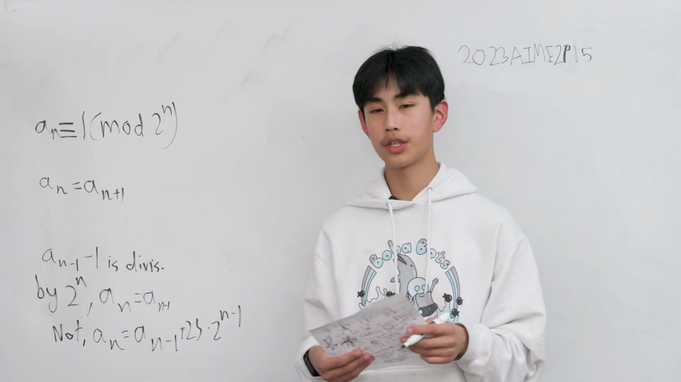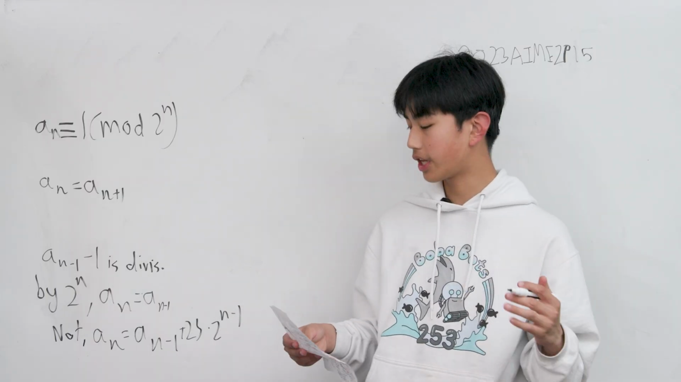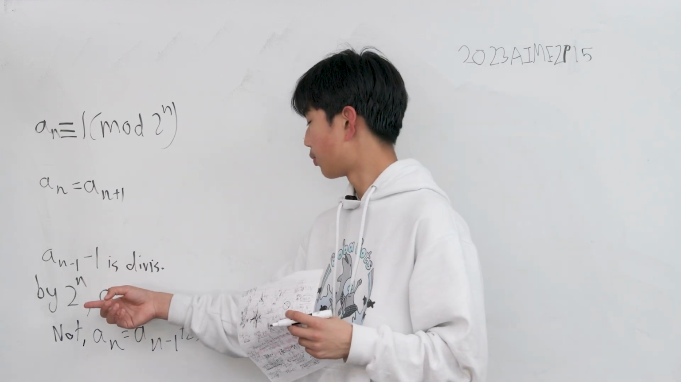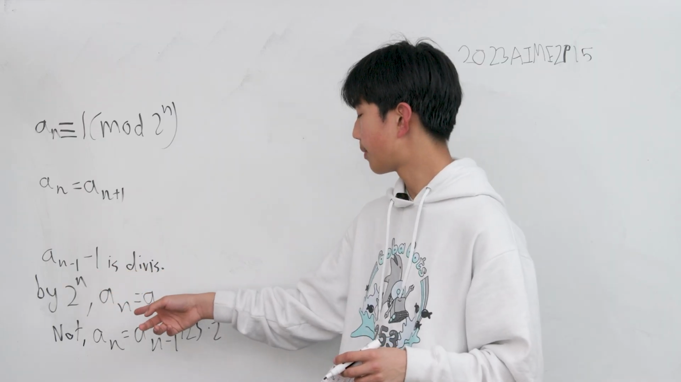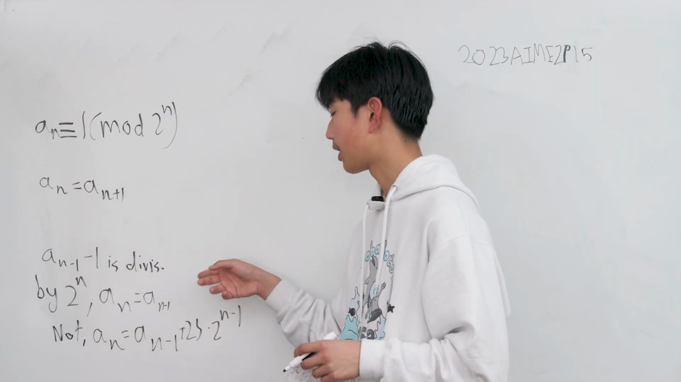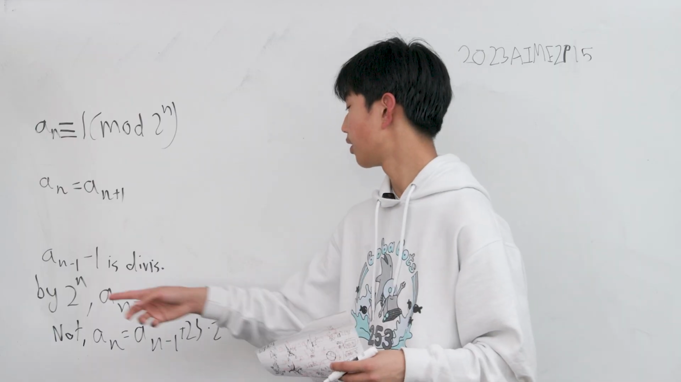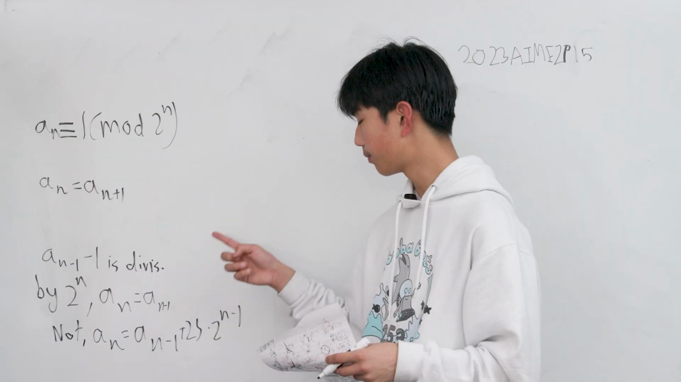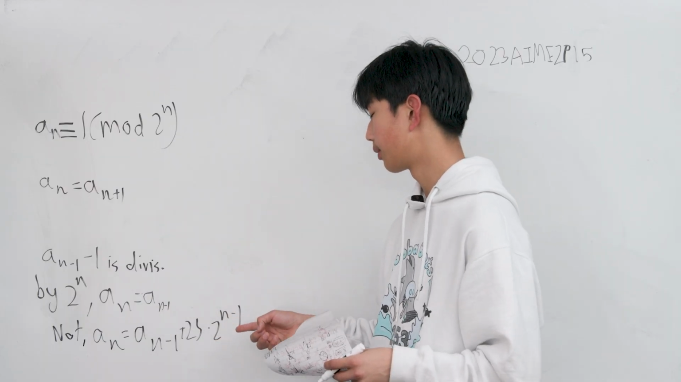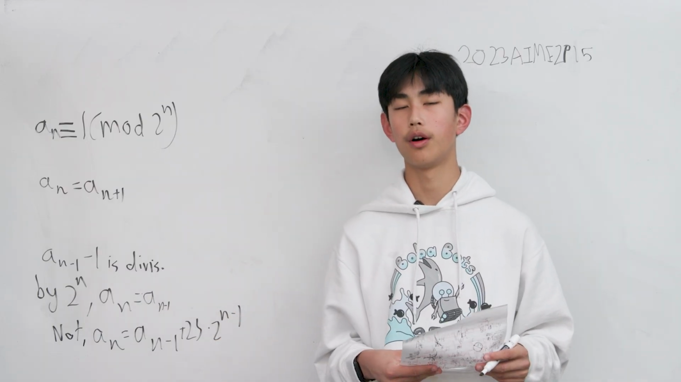So we realize that from the information given, if a sub n minus 1 is divisible by 2 to the power of n, then a sub n is equal to a sub n minus 1. However, if it is not divisible by 2 to the power of n, then a sub n is equal to a sub n minus 1 plus 23 times 2 to the power of n minus 1.